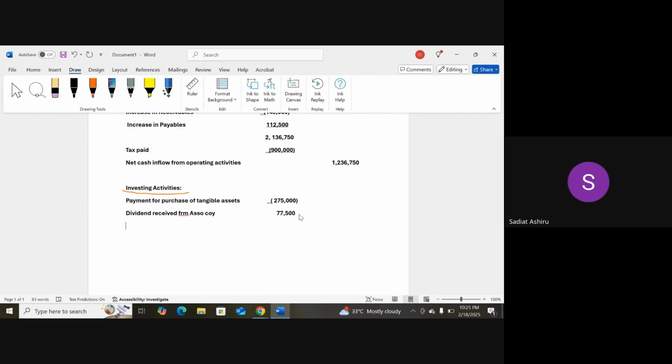How about if it is dividend paid? If it is dividend paid, it's not going to be under investing. It will be under financing. Okay. Are we good to go? Good to go.